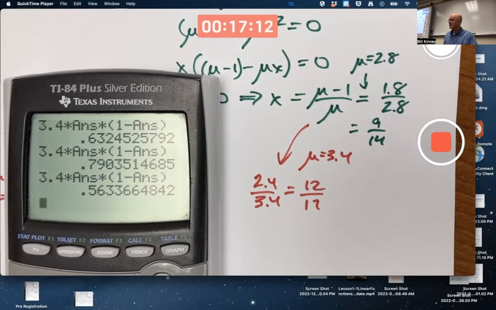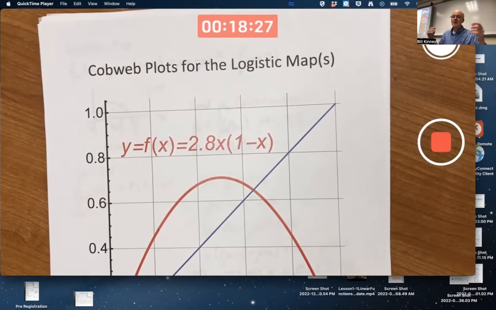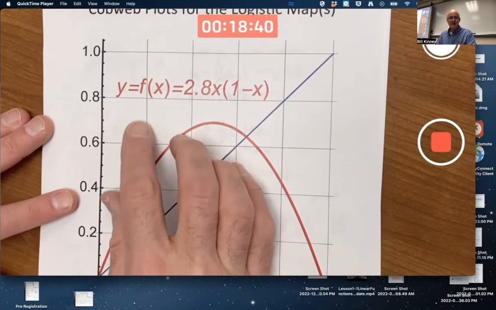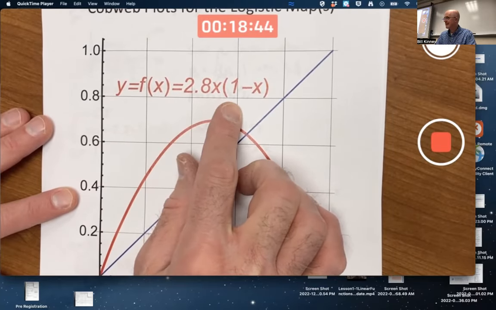Why don't they work sometimes? That's partially what we want to explore today. I'm going to give you a handout here. What we want to do is now try to understand what happened with what are called cobweb plots. We're going to draw the first one together, and then I'll have you work on the second one on your own. So here we have the first example, f of x equals 2.8x times 1 minus x.